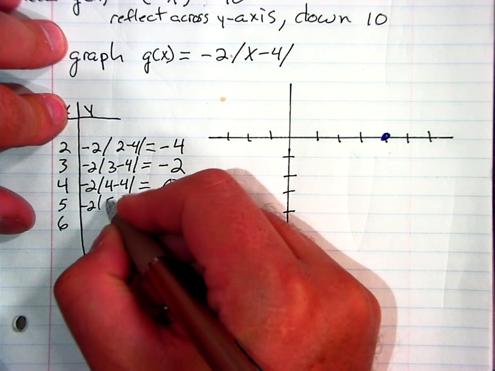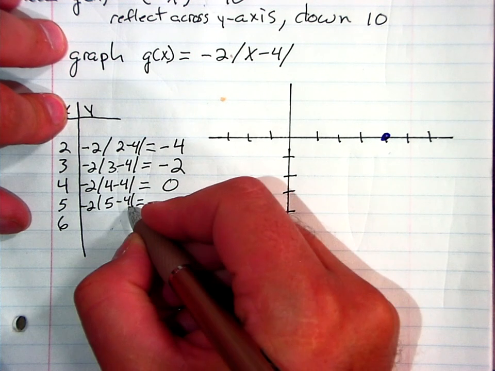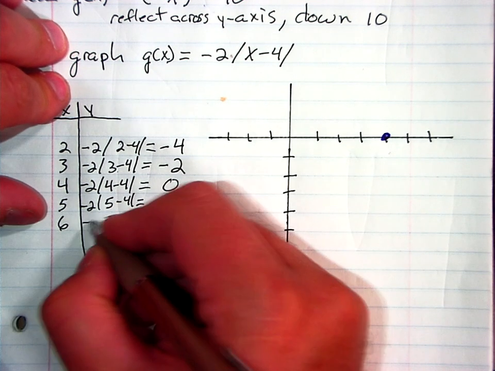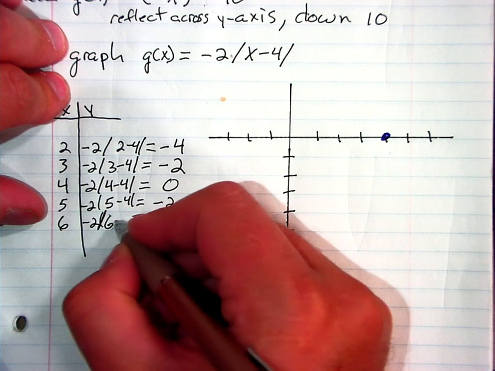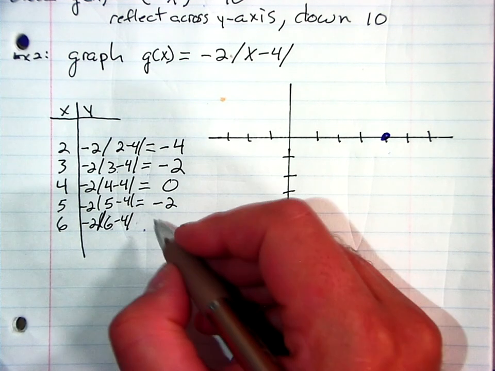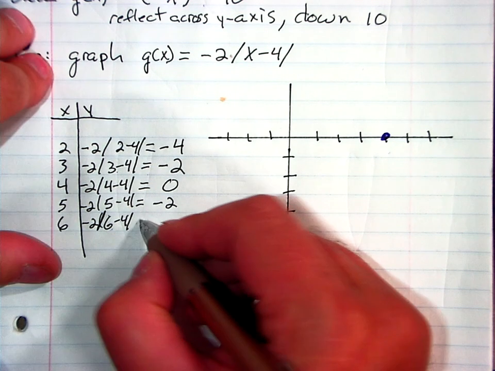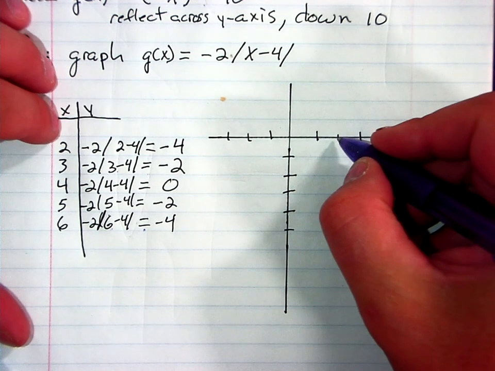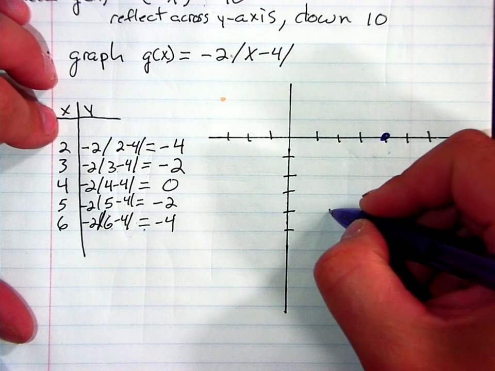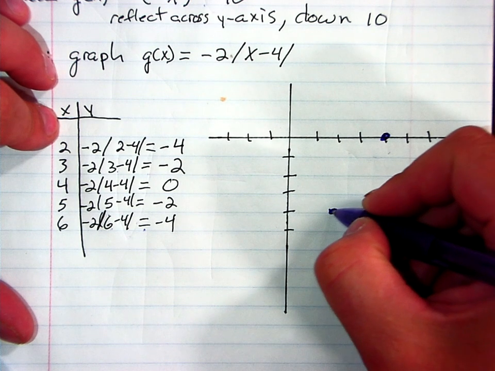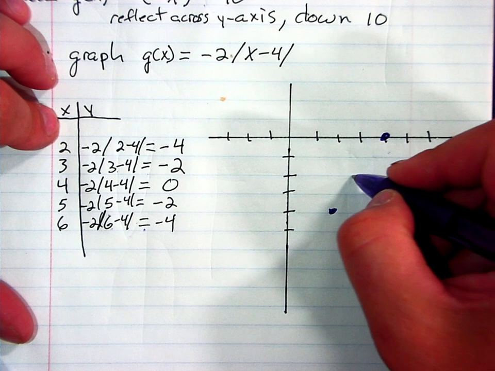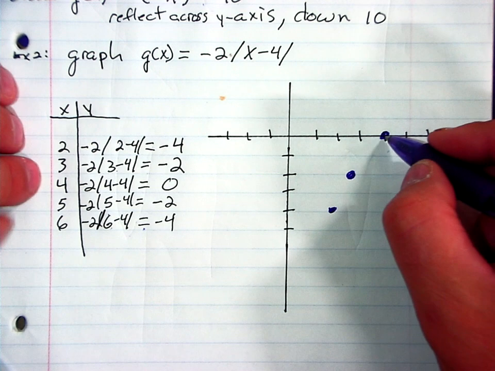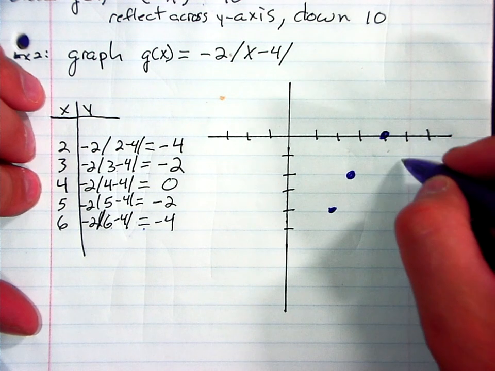Negative 2, 5 minus 4. 5 minus 4 is 1. 1 times negative 2 is negative 2. Negative 2 times 6 minus 4. 6 minus 4 is 2. 2 times negative 2 is negative 4. So I'm going to go over 2, down 4. Over 3, down 2. Over 4, up 0. Over 5, down 2.